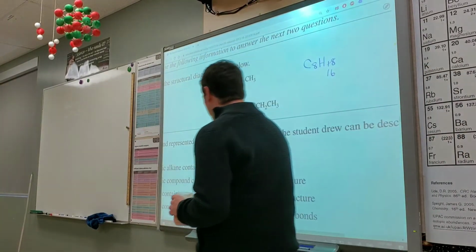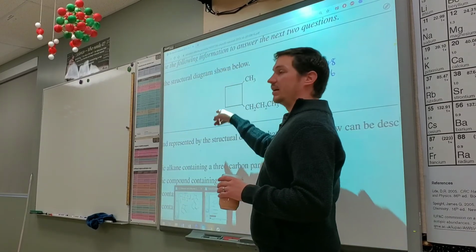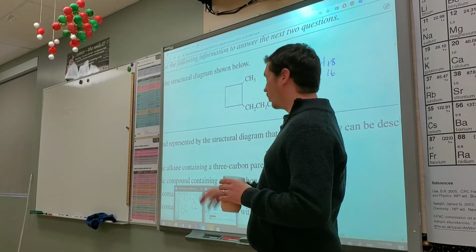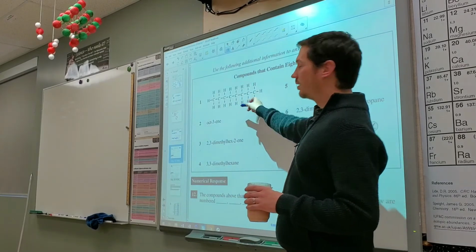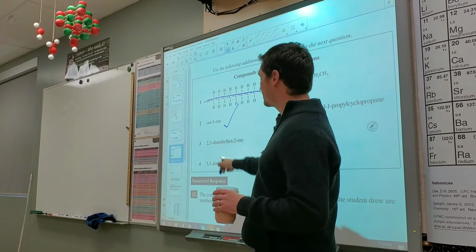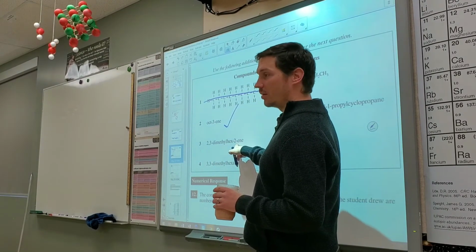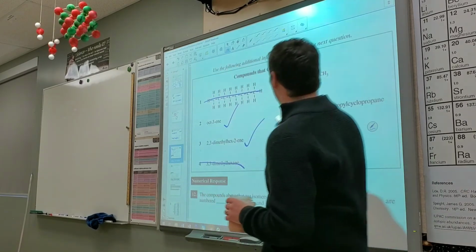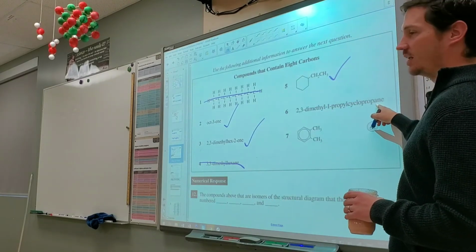So when I look at this, there's one ring in here. So an isomer could have either one ring or one double bond. Let's look at this. Does this have a ring or a double bond? No. Does this have a ring or a double bond? Yes, one. Yes, ene, it has one double bond. Does this have a ring or a double bond? No. Does this have a ring or a double bond? Yes.